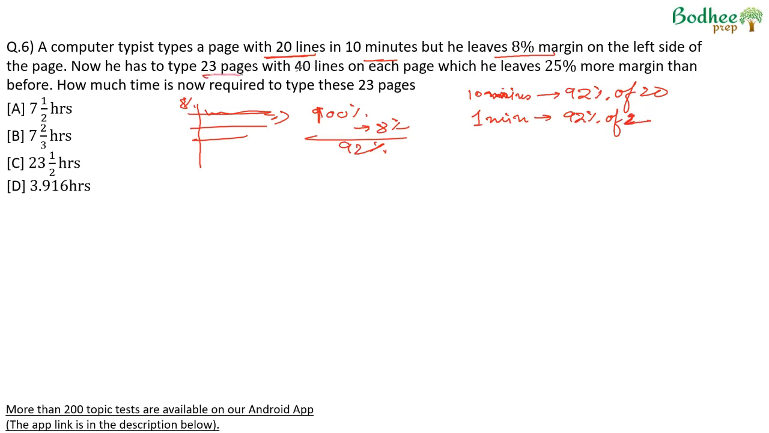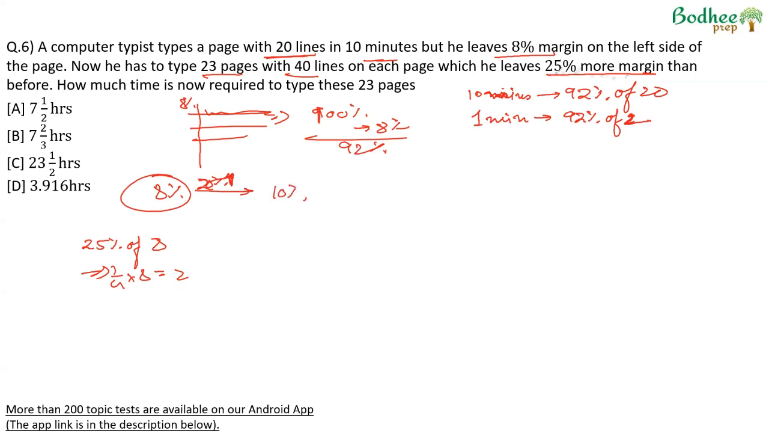Now he has to type 23 pages with 40 lines on each page, which leaves 25% more margin than before. So earlier he was leaving 8% margin. Now he has to leave 25% more margin than before. So what we do is we increase 8% by 25%. 25% of 8 is 1 by 4th of 8, which is 2. Hence, instead of 8%, he will now be leaving 10% margin. This 25% is not the overall part of the line that is being left. It just says earlier 8% was being left. Now 25% more than this will be left. Hence 10% margin will be left.